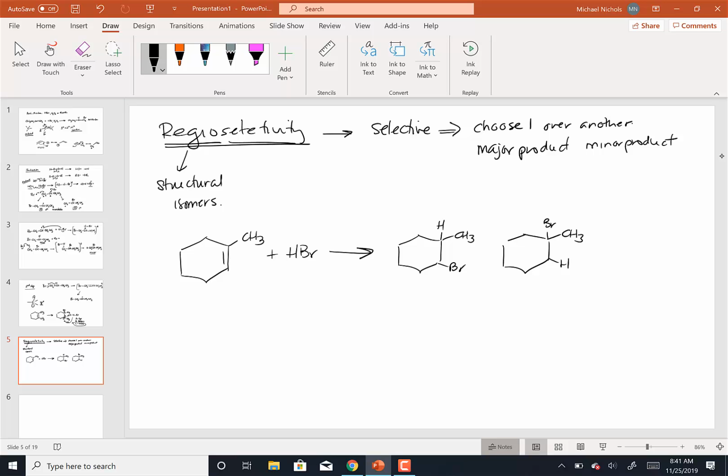Are they structural isomers? Yes, the atoms are bonded differently. How do you know two things are structural isomers? They have different IUPAC names. Do those two have different IUPAC names? Yes. 1-bromo-2-methylcyclohexane, 1-bromo-1-methylcyclohexane. They have different IUPAC names. Did I select one of those as a major product? Which one is the major product? The one on the left or the one on the right?